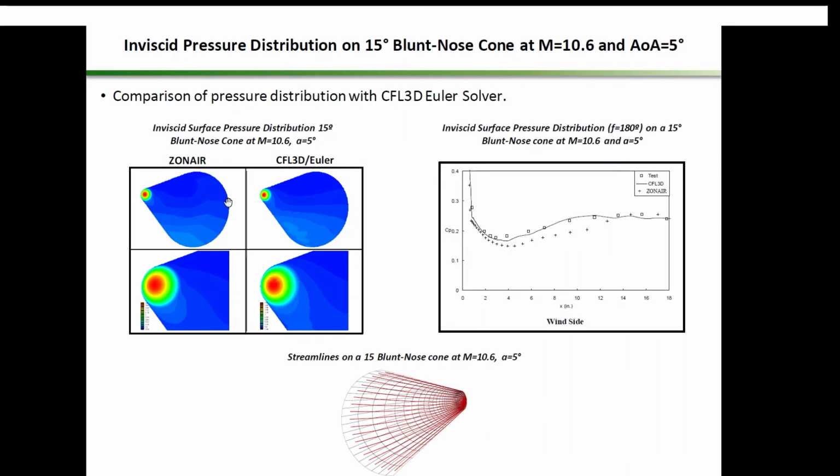And we can compare the inviscid surface pressure, and this is the ZONAIR. This is the CFL3D older solution, and then we can compute the CP on the inviscid 15-degree cone. So I think this is the wing side, and this is CP. The open squares are the wind tunnel measured CP. The solid line is the CFL3D computed CP. The plus is the ZONAIR computed CP.